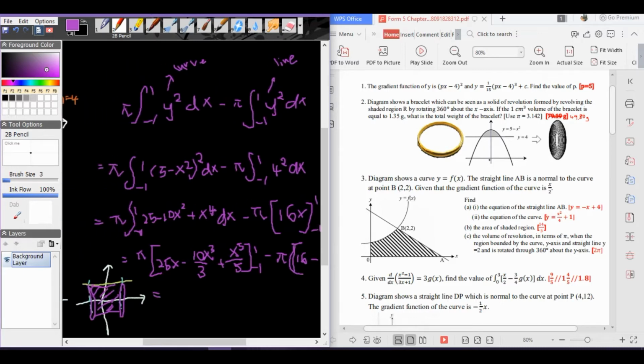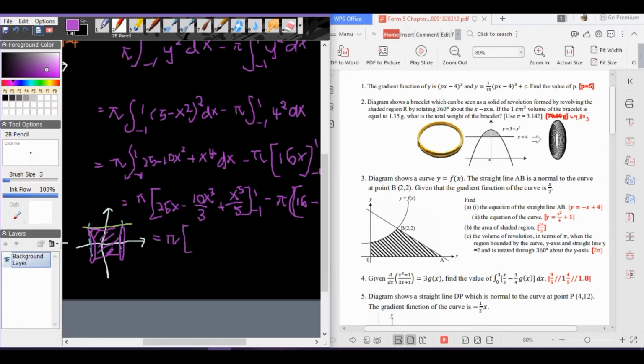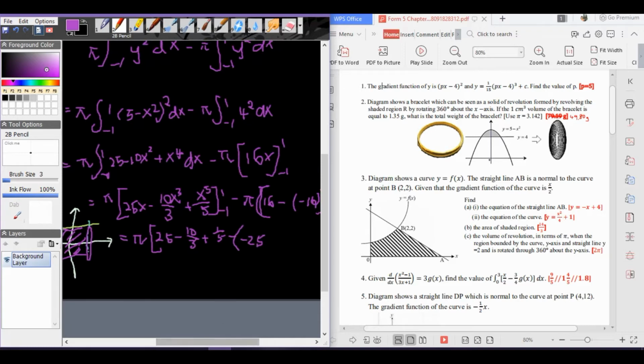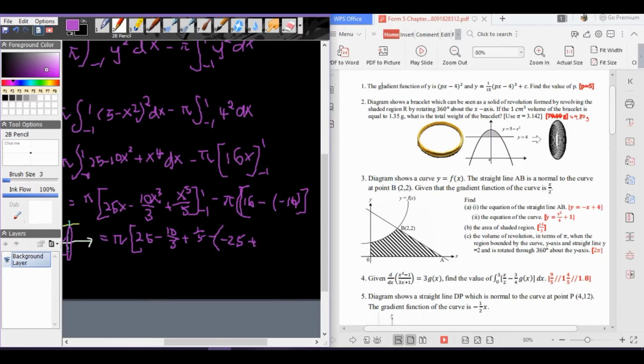Okay, this one you also substitute in one by one. So you will have pi. Substitute 1 first. So 25 minus 10 over 3 plus 1 over 5 minus, substitute -1 to x. Then you will have -25. -1 cubed, still negative. Negative, positive. So positive 10 over 3. -1 power 5, still negative. So minus 1 over 5. 16 minus become plus. So 16 plus 16, 32.